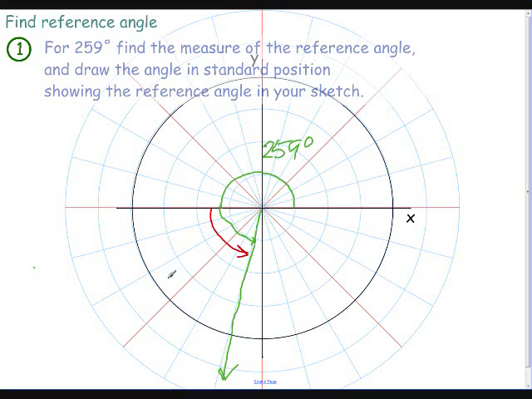And what is my reference angle? Well, 259 is this whole angle, and this 180 is what I have to subtract from it. So I'm going to say 259, and I'll subtract the 180, and that will give me my reference angle, won't it? 79 degrees is my reference angle.